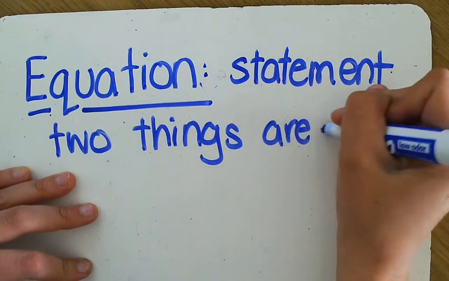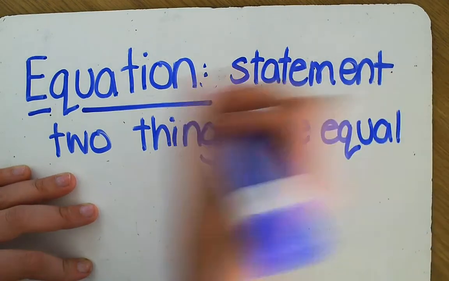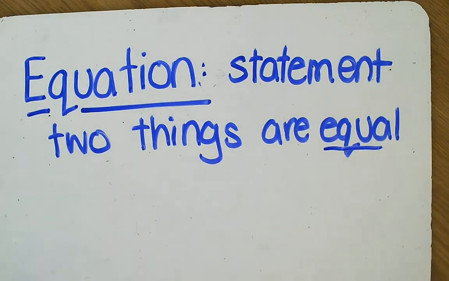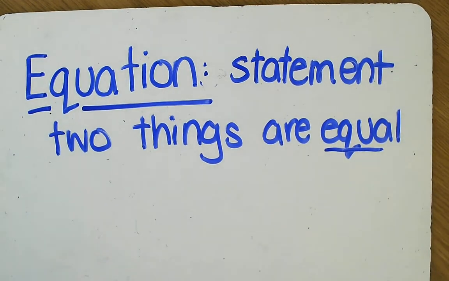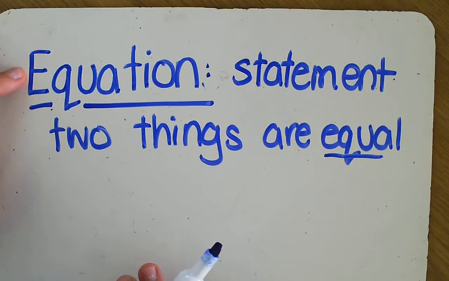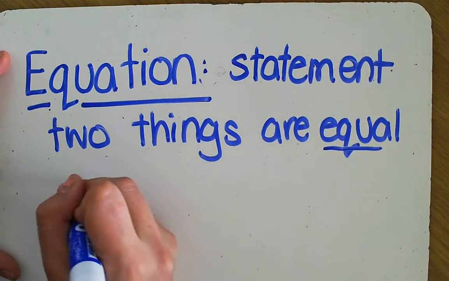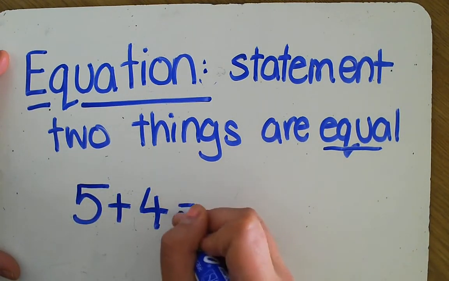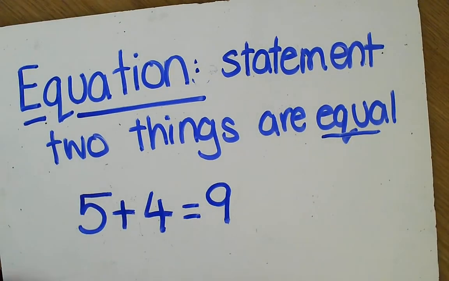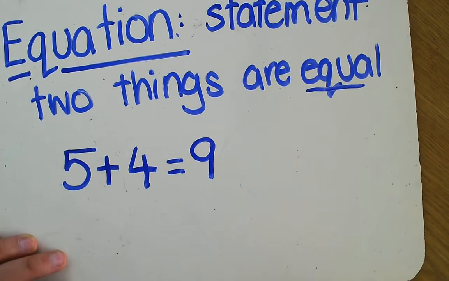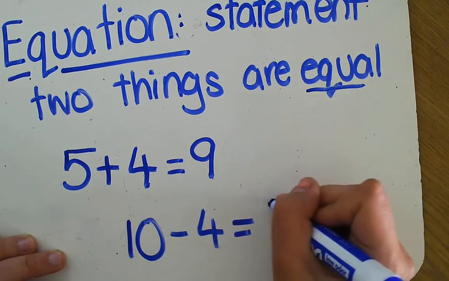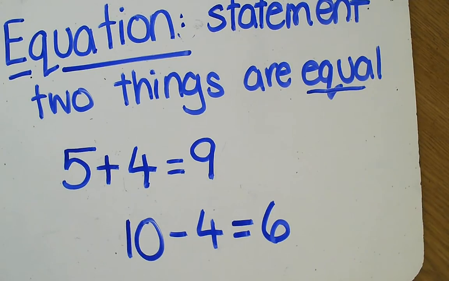Okay, so we can think of equation as having the first four letters of equal in it, and that can be a little bit of a clue to remember that an equation has an equal sign. So the statement 5 plus 4 equals 9 is an example of an equation. Just like 10 minus 4 equals 6 is an example of an equation.